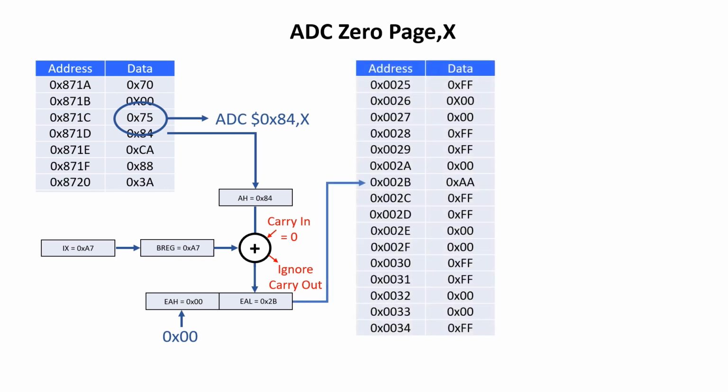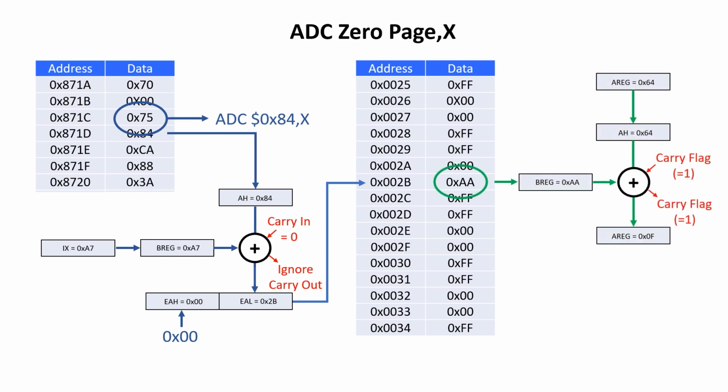None of the flags should be affected by this first addition. The effective address registers now point to 0 page location 2B. We fetch the value stored there, which is AA hexadecimal, and we want to add this to the value in our A register. But this time, we want to use the carry in from the carry flag, and we want the result to impact the carry, negative, zero, and overflow flags. Two 8-bit additions done by the ALU, but with very different impacts on the status register.